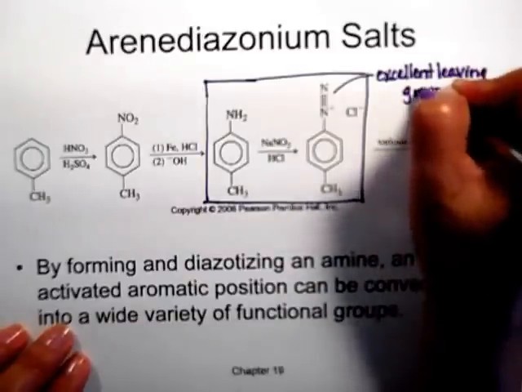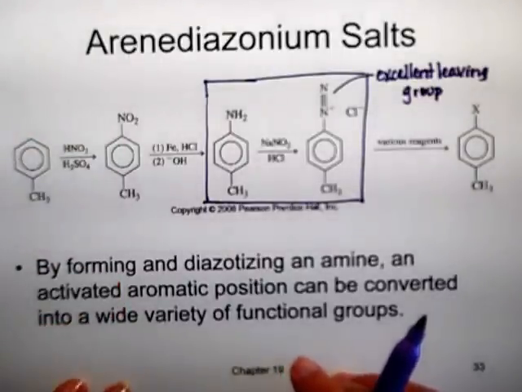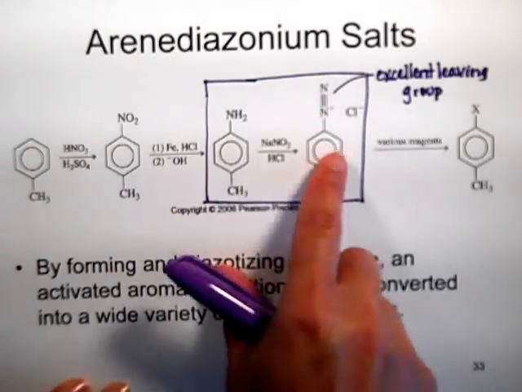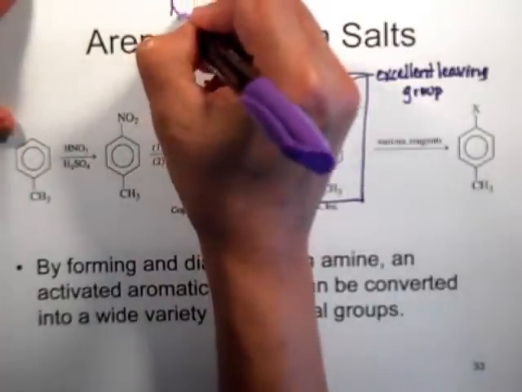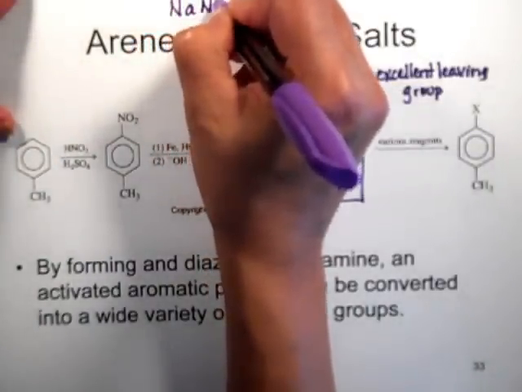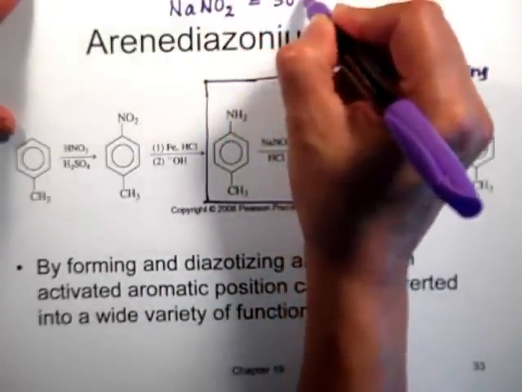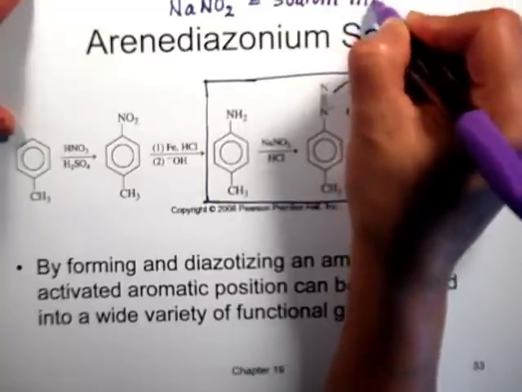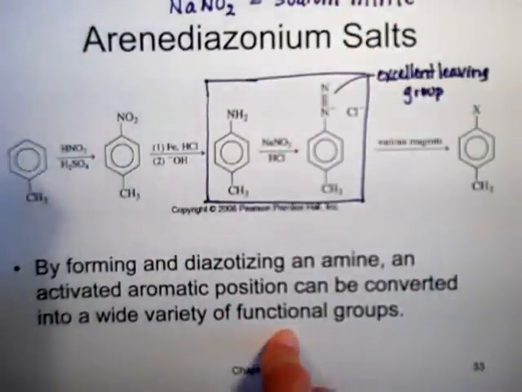And you can substitute it for a bunch of different reagents depending on what you want to put out there. But let's just first see how this happens, the mechanism of this. By the way, for those of you who don't remember, I know that a lot of you remember, this is sodium nitrite. So nitrite, NaNO2.